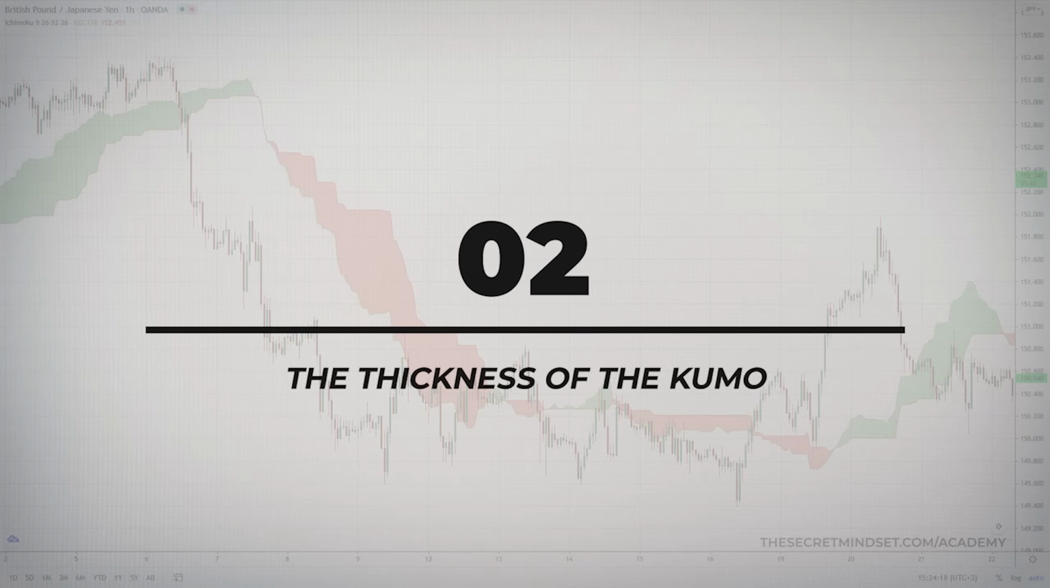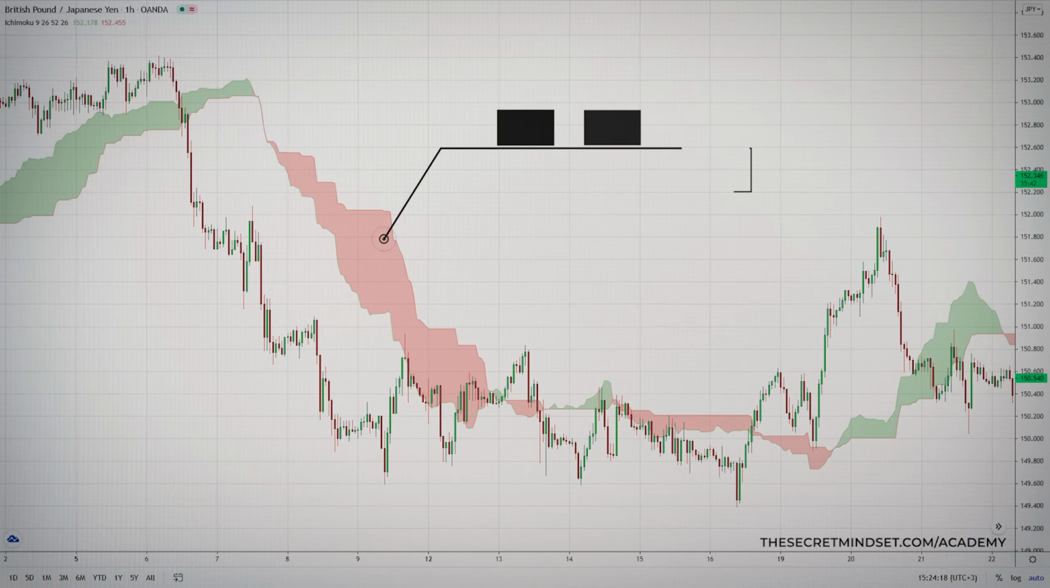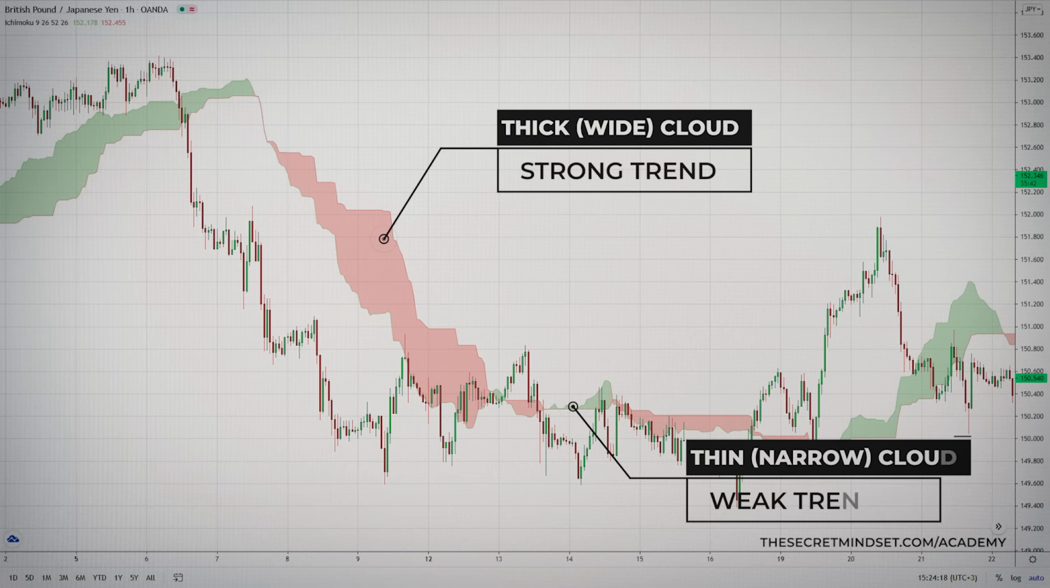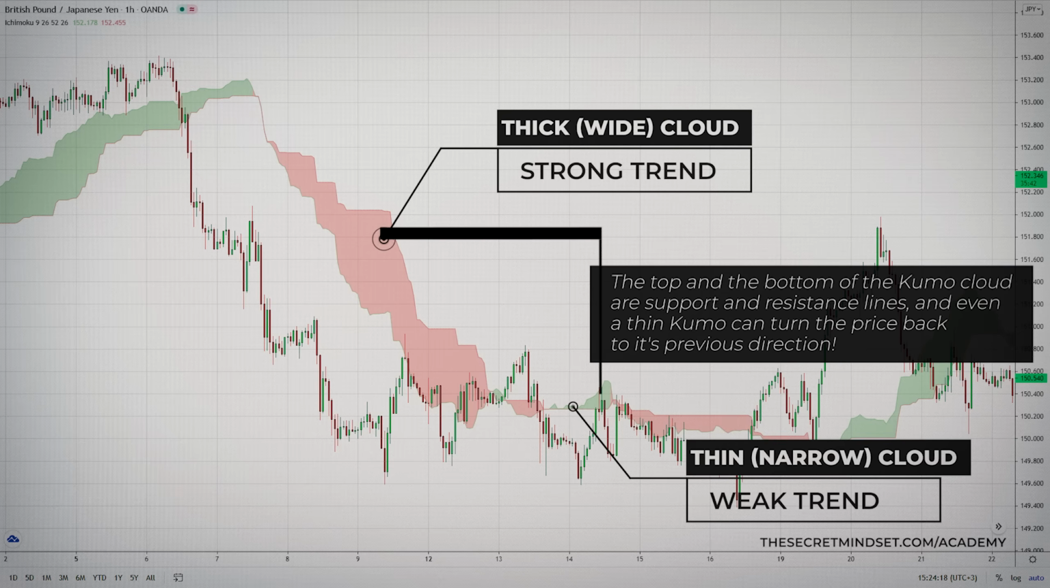Number 2, the thickness of the Kumo. The thicker the Kumo, the stronger the trend is. A significant Kumo means a strong trend, and a tiny Kumo indicates a weak trend, as it's easier for the price to move through a thin cloud than a thick one. However, it's important to keep in mind that the top and the bottom of the Kumo are support and resistance lines, so even a thin Kumo can turn the price back to its previous direction, however the chances are lower.